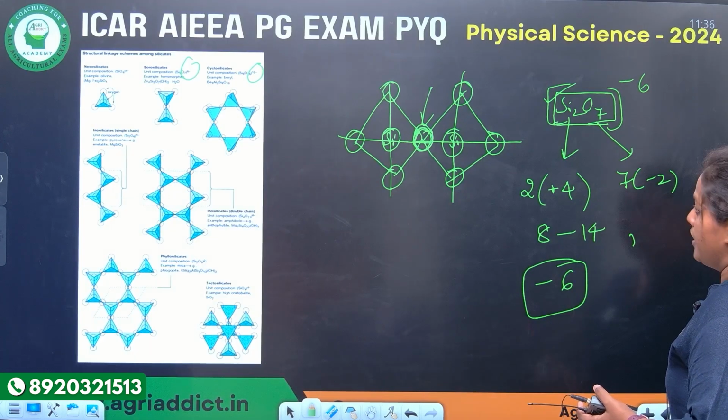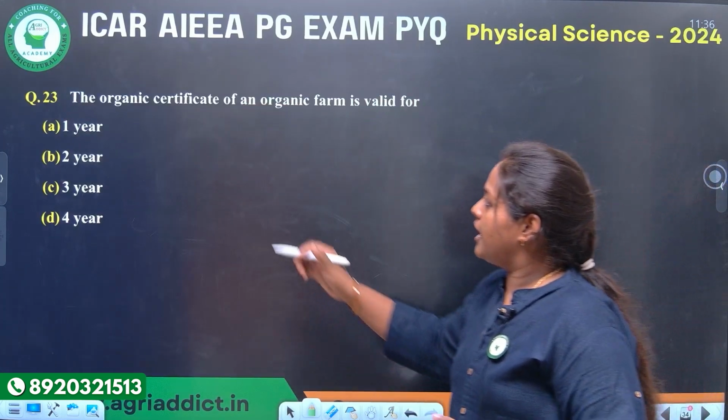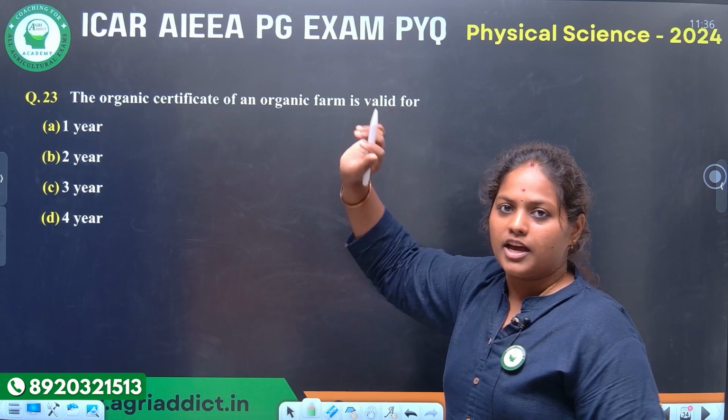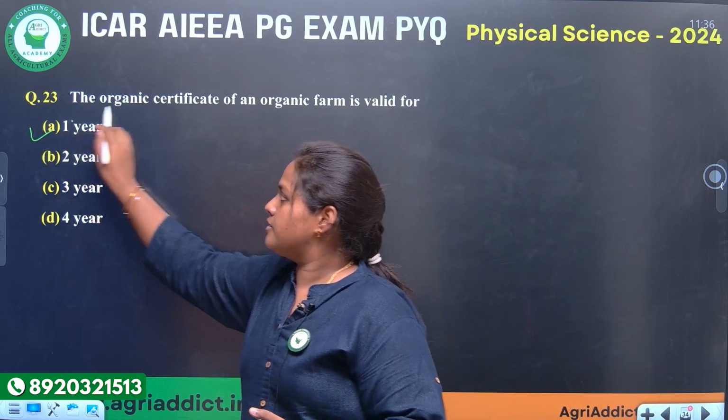Next, question number 23. The organic certificate of an organic farm is valid for 1 year. That is option A.